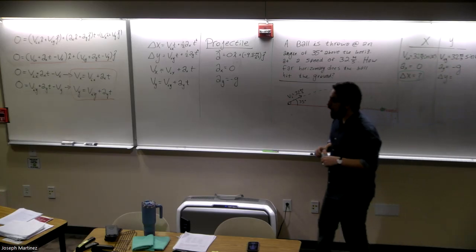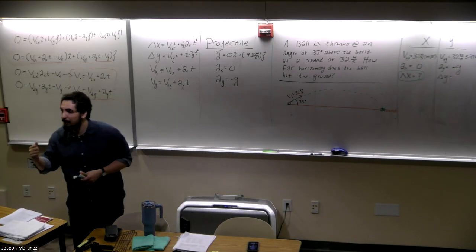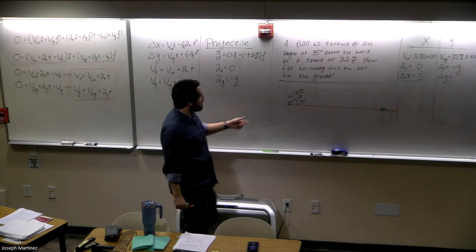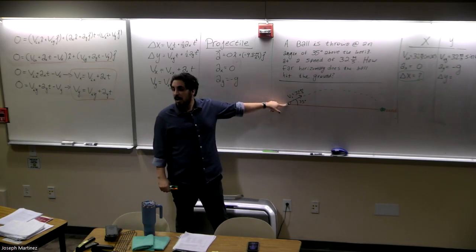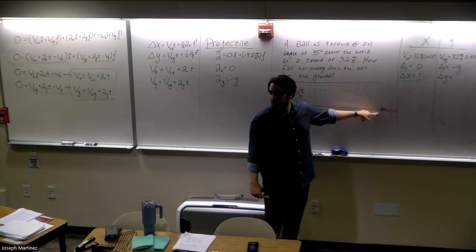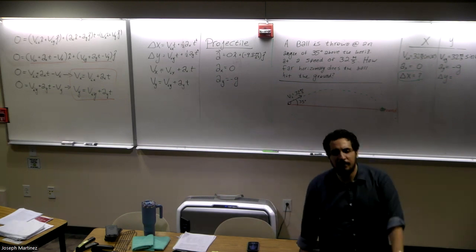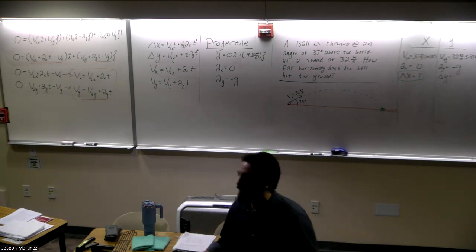Delta y, remember, y is your position above the ground, right? Y is how high above the ground are you? When you start, how high above the ground are you? 0. You're on the ground. How high above the ground are you at the end? 0. So we start at 0 height, we end at 0 height. What is our change in height?